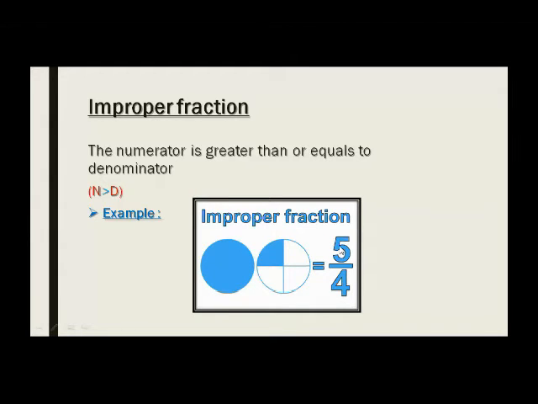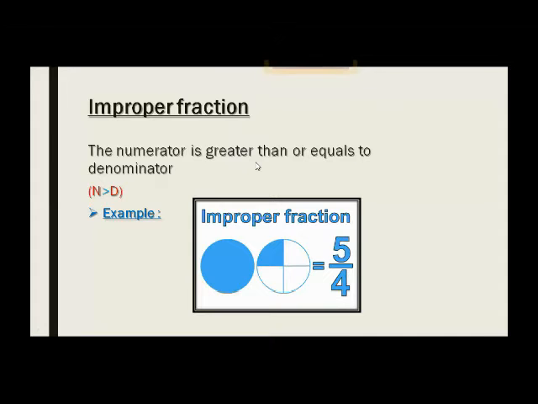Some other examples of improper fractions are 10 upon 5. 10 upon 5 means 10 is greater than 5, so 10 upon 5 is another example of an improper fraction, same as 10 upon 7. 10 is greater than 7, so 10 upon 7 is also an example of an improper fraction. So we have discussed two types: proper fraction and improper fraction.